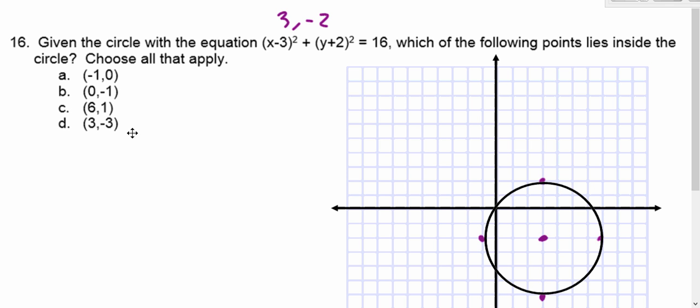So we just got to figure out if each of these points are inside the circle or not. -1, 0. Oh. 0, -1. Yes. 6, 1. Nope, looks like it's just outside. And 3, -3. 3, -3. Yep.